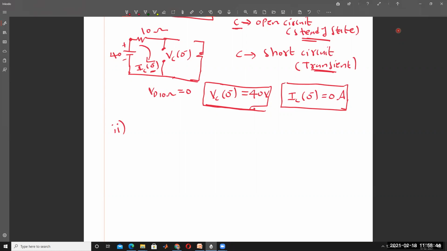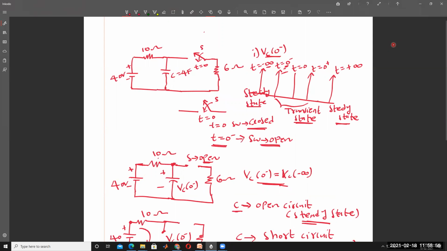VC of 0 plus. At t equal to 0 plus, what is the position of the switch? At t equal to 0, the switch is closed. At t equal to 0 plus also, the switch is closed. Understood?